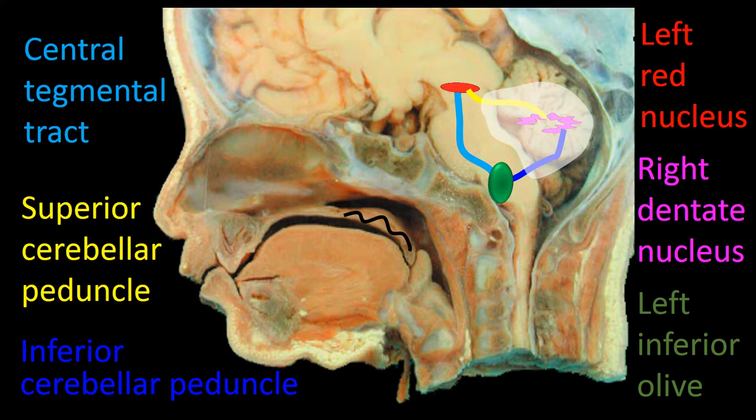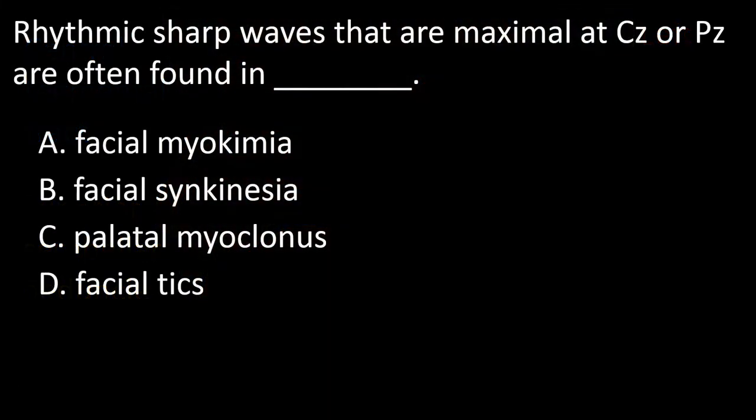In this new frame, I have superimposed the dentato-rubro-olivary tract, which is also known as the Guillain-Mollaret triangle. Take a few seconds to look at the components of this tract. I have labeled them color matching the structures. Typically, in patients with palatal myoclonus, the inferior olive is hypertrophic. So the answer to this question is C.